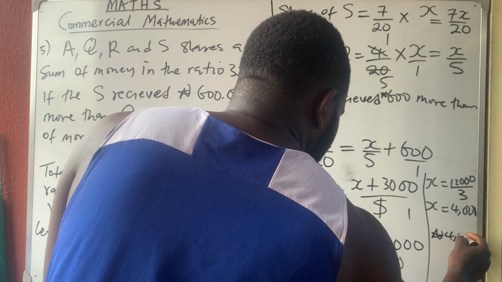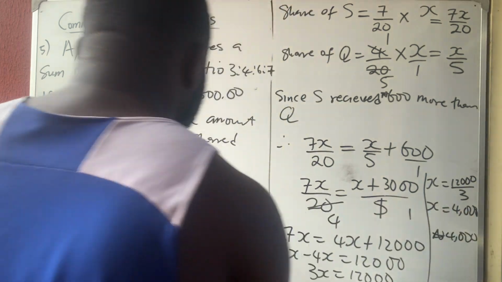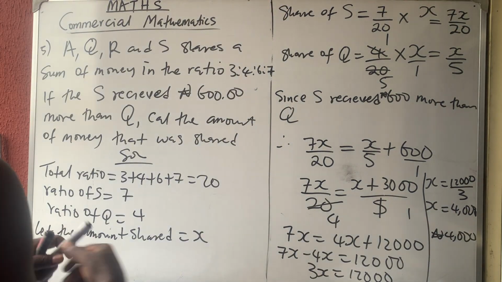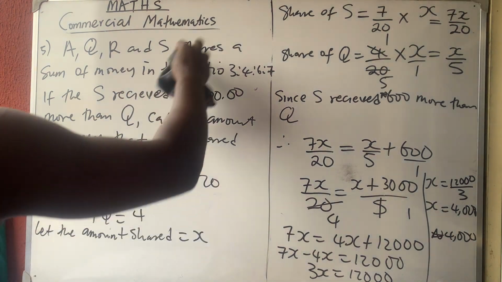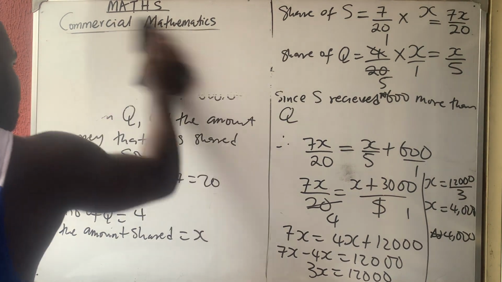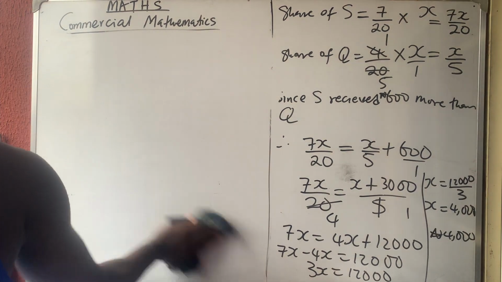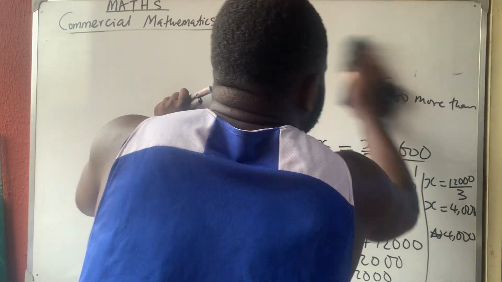Okay? So write it down. The total amount they shared is 4,000 naira. This is very, very simple. You can try the other way around to see if you get the same answer. All right. So that is that for this particular one.